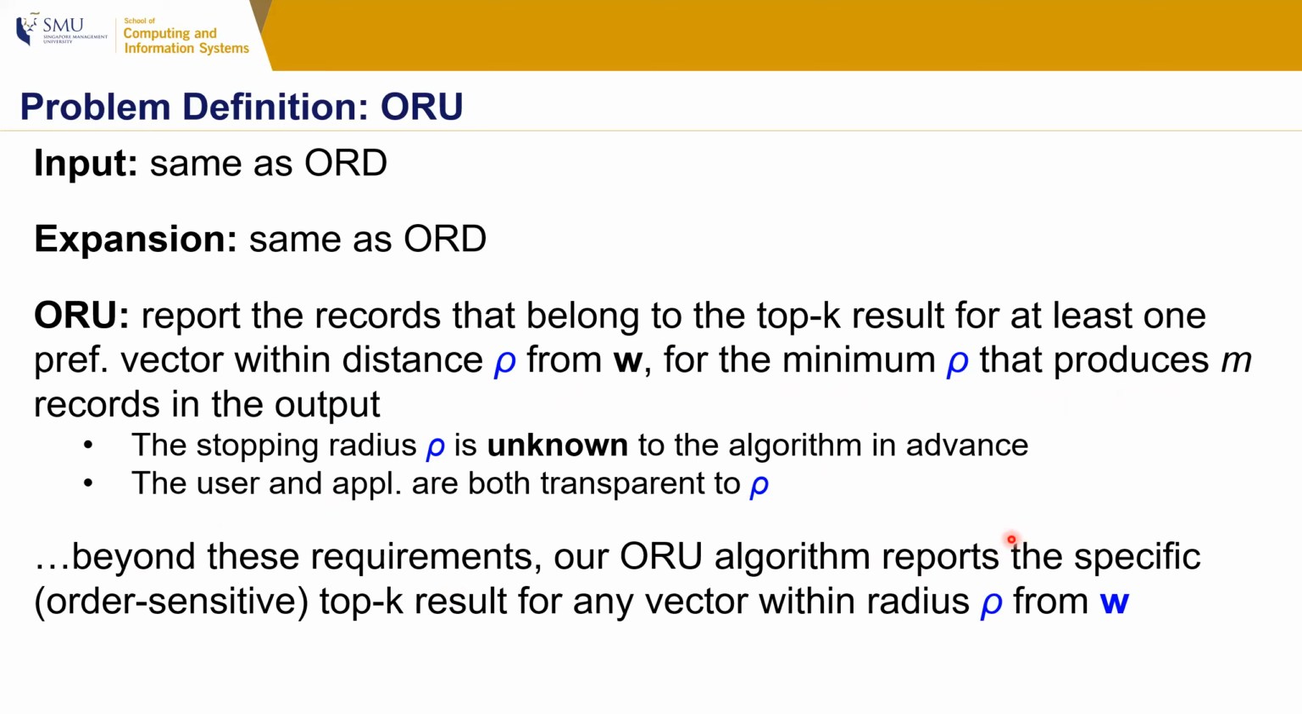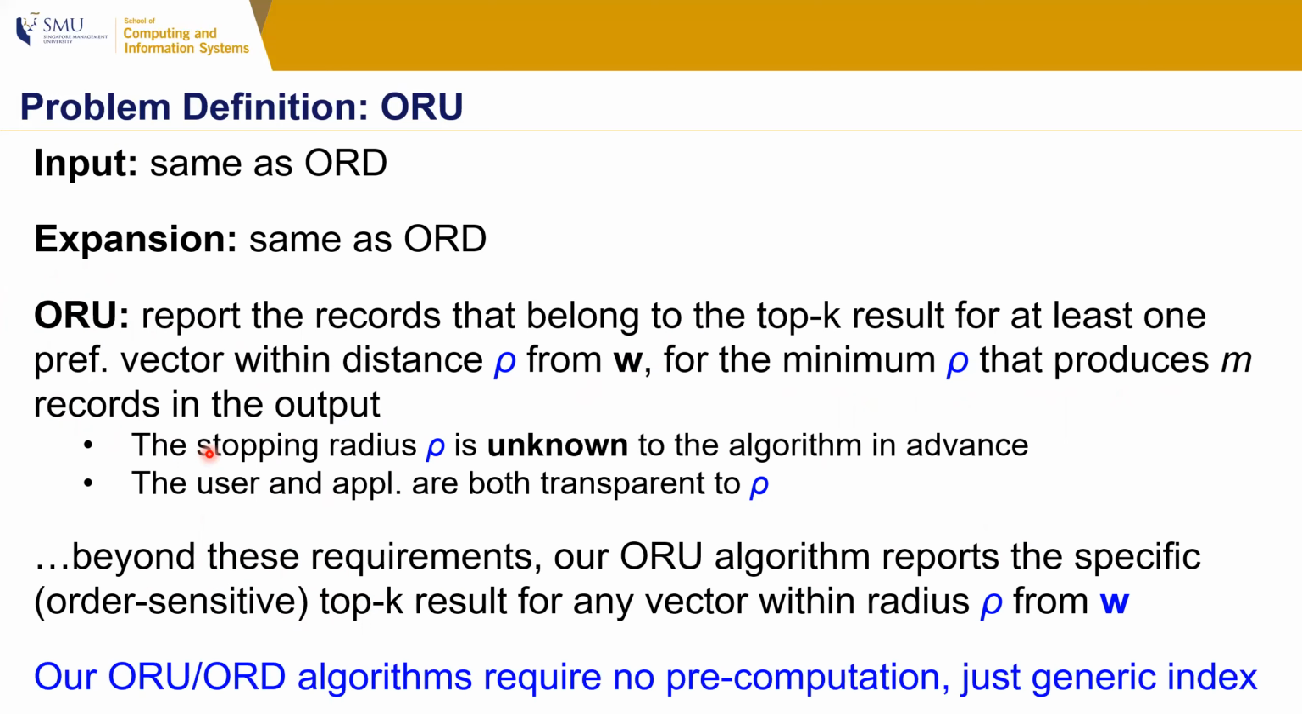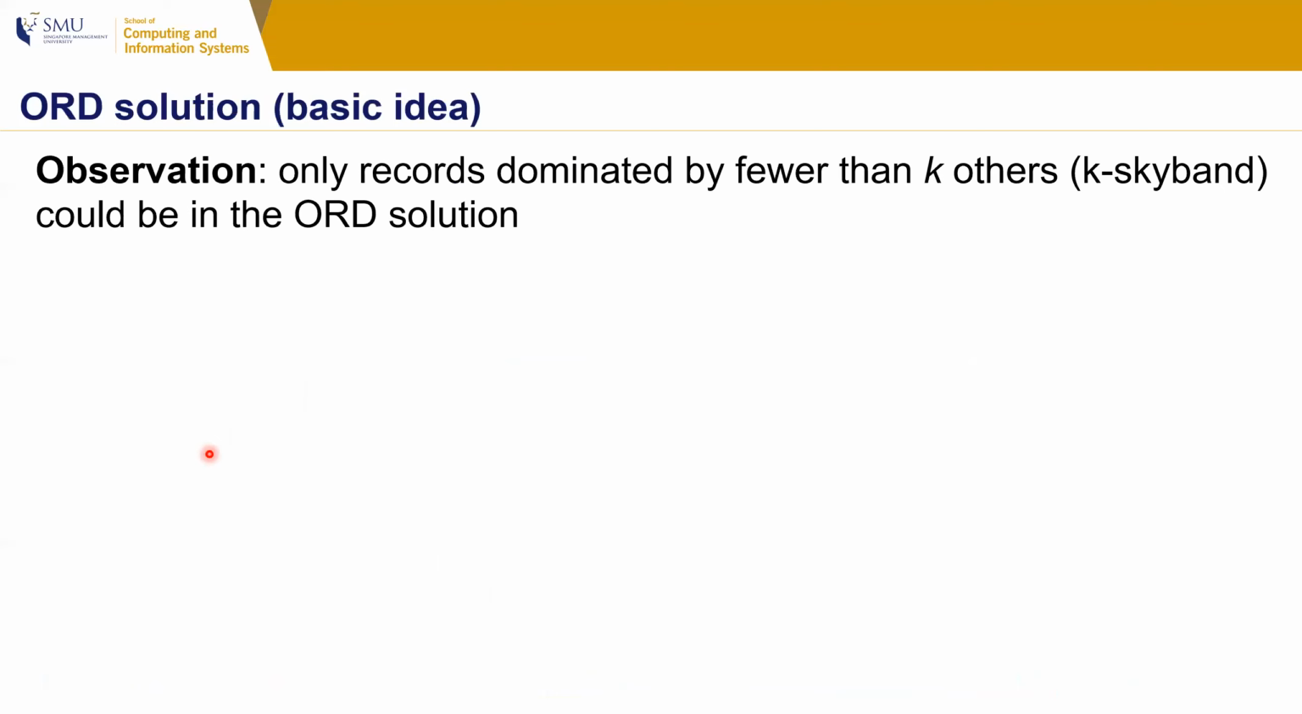Now, something about our ORU algorithm is that it goes one step further than the standard definition of ORU, and it even produces the specific order-sensitive top K results for every vector within radius rho from W. This is a plus point achieved by our algorithm beyond what the definition of ORU requires. One important note for both our ORU and ORD algorithms is that they require absolutely no precomputation. They only need a general purpose index, such as an R tree, built on top of our dataset, on top of our records.